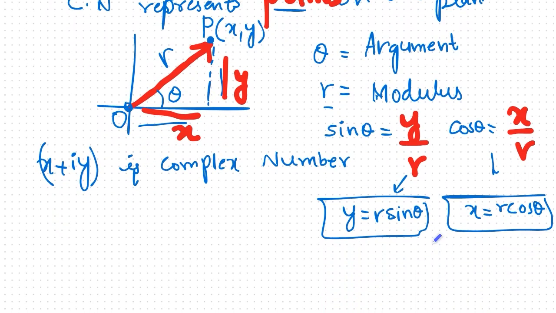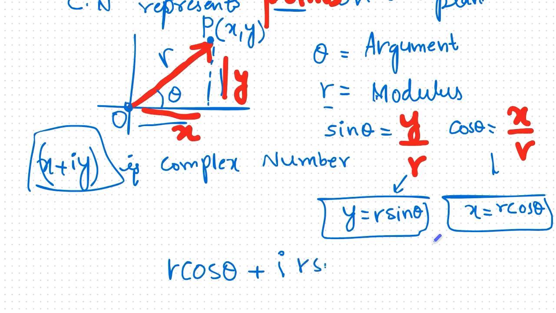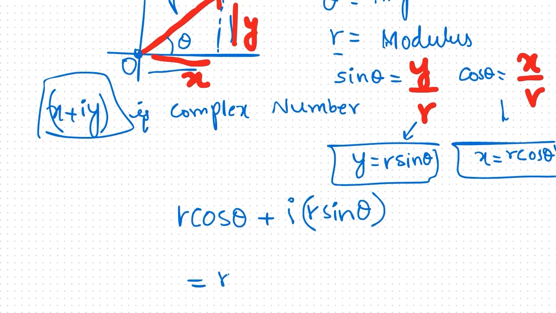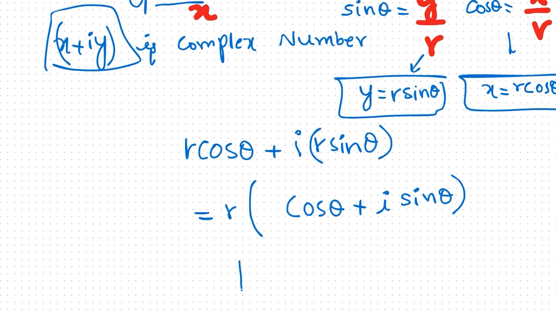So when you are writing a complex number, it is x plus iota y, right? So r cos theta plus iota into r sine theta. If you take r common overall, it is r times cos theta plus iota sine theta. This is called the polar form of a complex number.